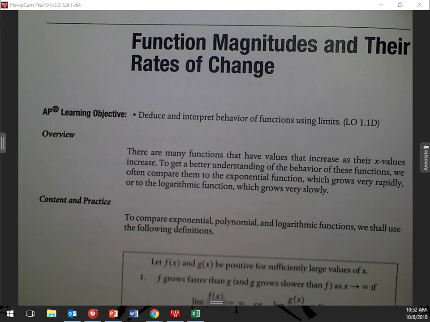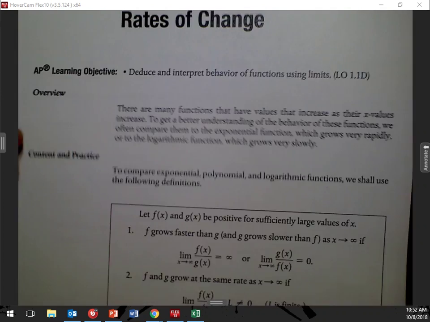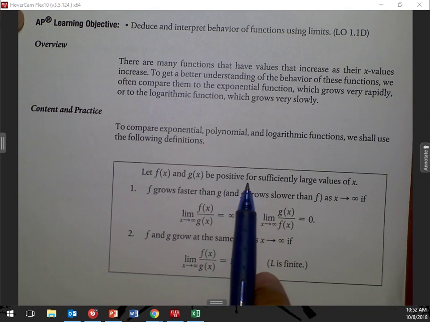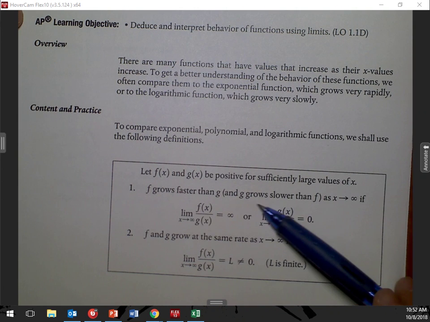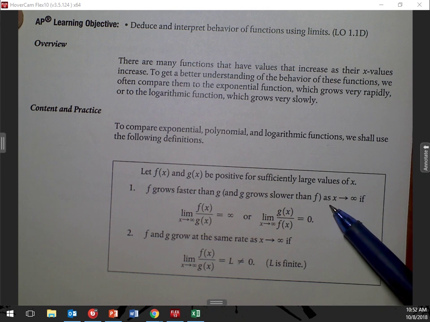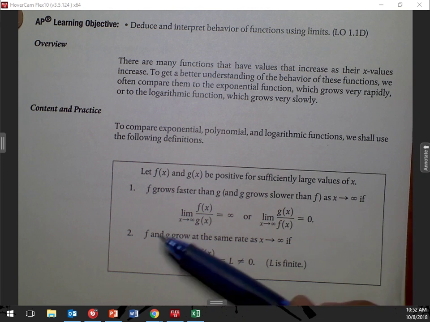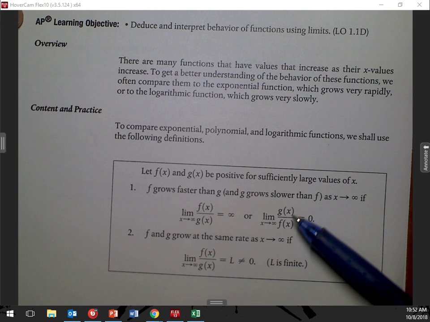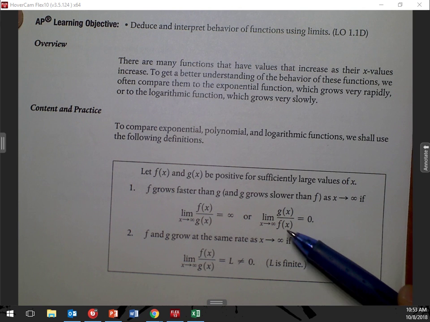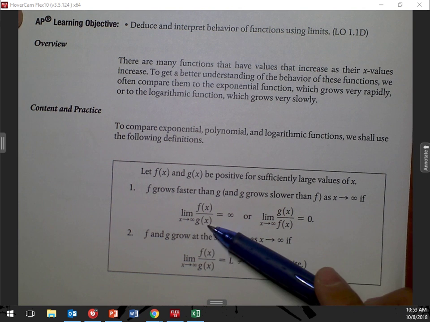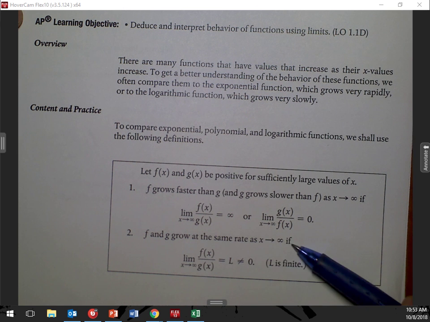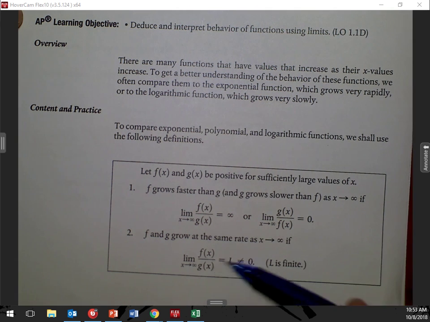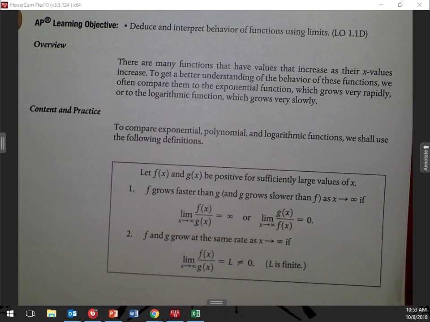Okay, so looking at this, it says let f of x and g of x be positive for sufficiently large values of x. F grows faster than g, and g grows faster than f as x approaches infinity. Okay, so now if the bottom is growing faster, it goes to 0. If the top grows faster, it goes to infinity. If f and g grow at the same rate, as x goes to infinity, then we take the limit. It cannot equal 0. So it would equal 1, but not 0.